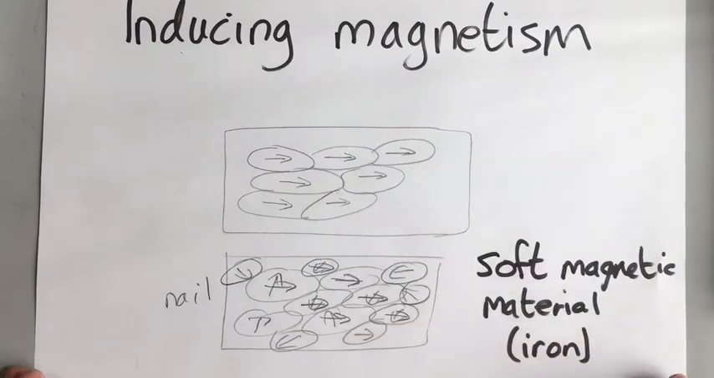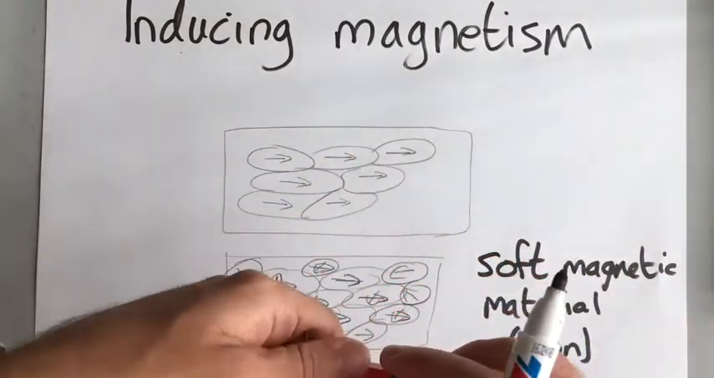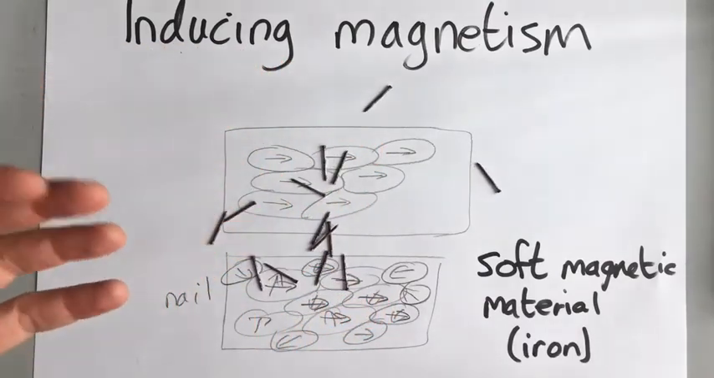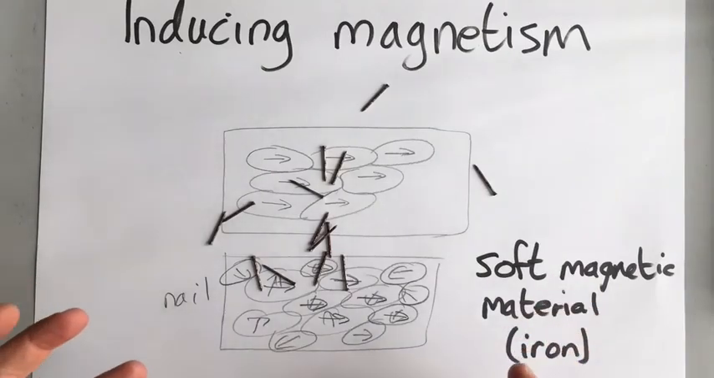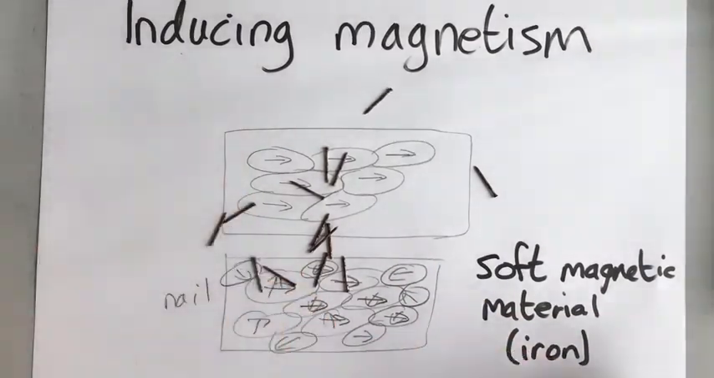Soft means that it can get a magnetic field very quickly, very easily. All you need to do is move it close to a magnet. But then, once you remove the magnet, all the magnetism leaves again. So soft means it can gain a magnetic field quickly, it can have induced magnetism, but then it loses that magnetic field very quickly as well.